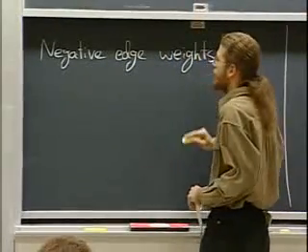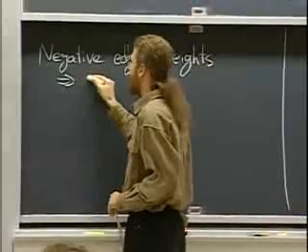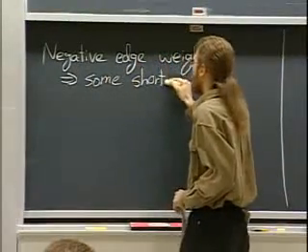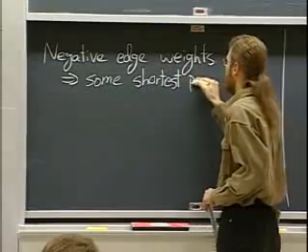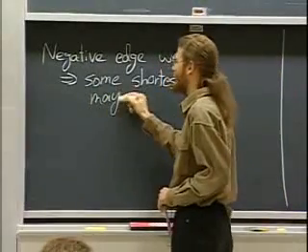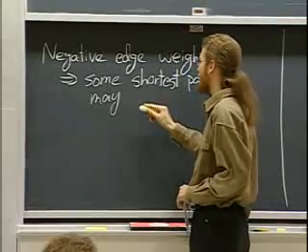So in principle, when you have negative edge weights, some shortest paths may not exist, in the sense that there is no shortest path. There is no shortest path from U to V.